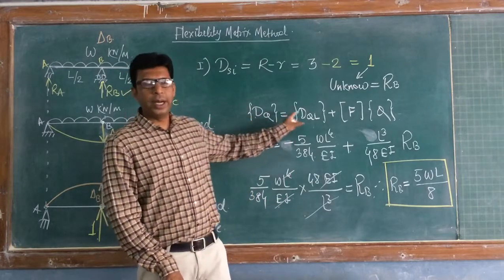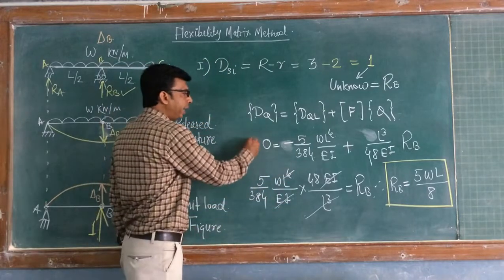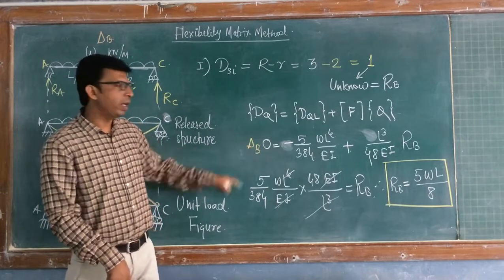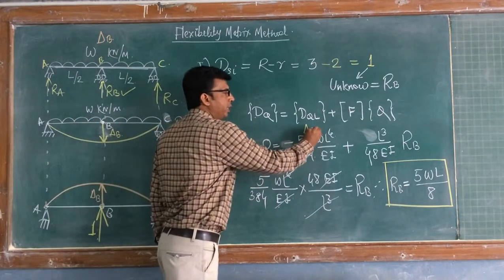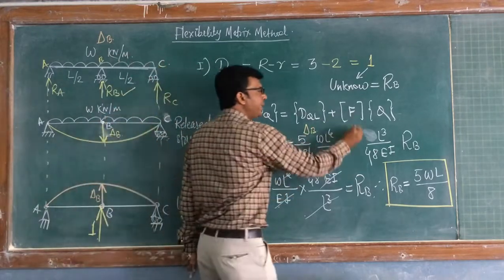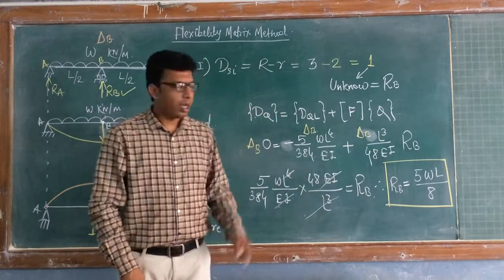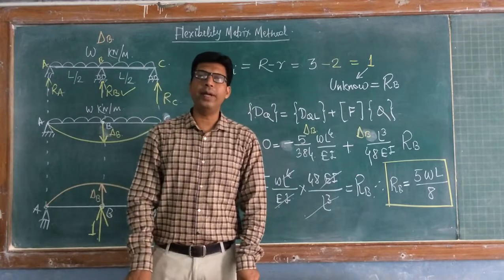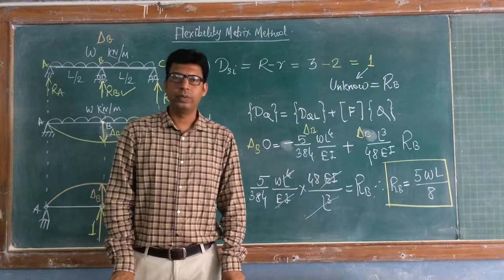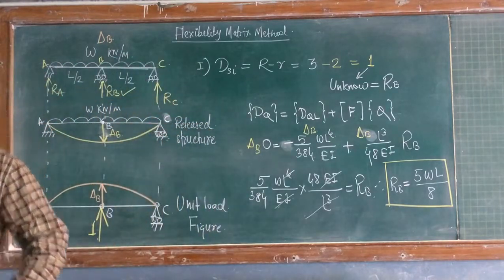Here, just understand the basics of what DQ stands for, what DQL stands for, and what F stands for. DQ means: is there any delta B given in the original structure? That delta B you have to write down here. DQL means: what is the deflection at point B in the release structure? And F means: what is the deflection at point B in the unit load figure? In all three cases we are writing the value of delta B because our RB, the reaction at B, is unknown. So this is the flexibility matrix method.